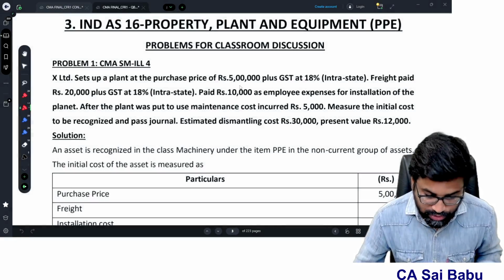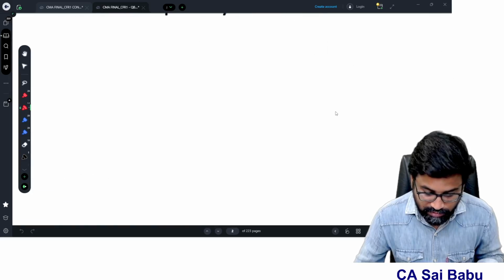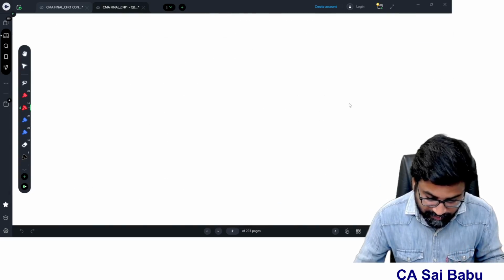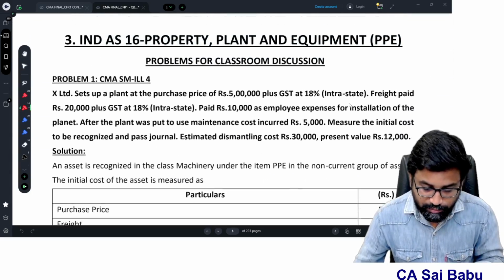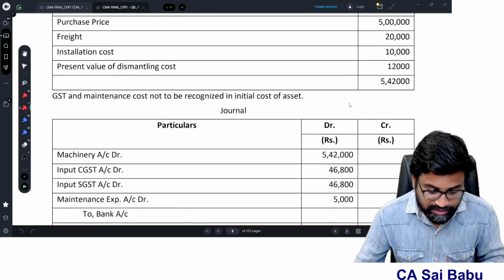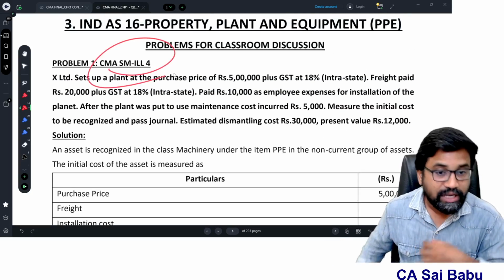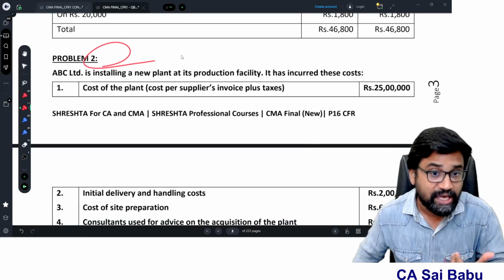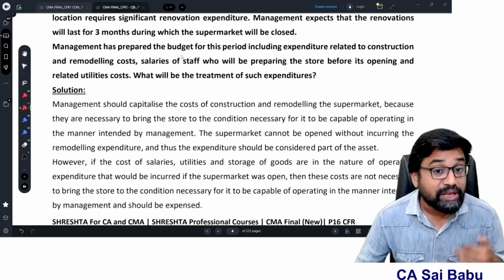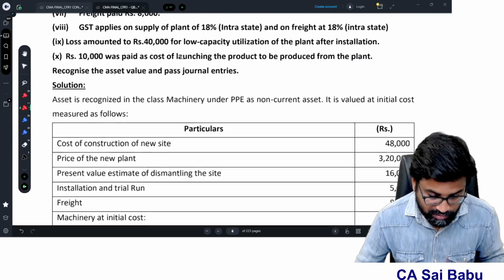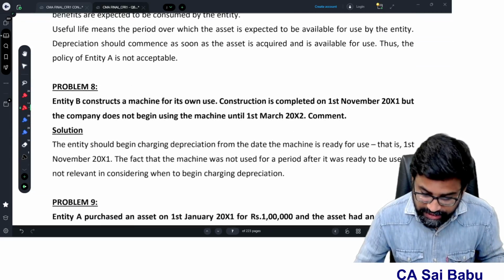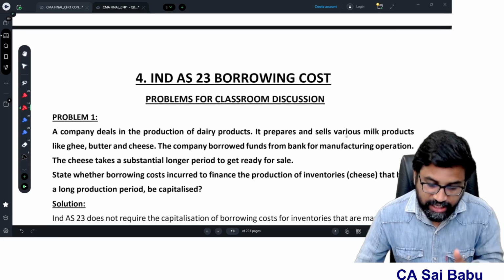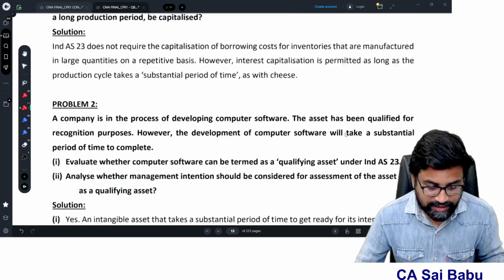And see the question bank, sir. See, question bank also, the index, each and every chapter we have given questions. For example, you see Ind AS 16, problems for classroom discussion. CMA study material, illustration number 4. Like that, which source we have adopted. There are some questions where no source is mentioned. That means they are adopted from CA Final level. And we have covered previous examination questions also. Like this, each and every chapter we have given questions. Like Ind AS 23, borrowing costs, problems for classroom discussion, like this.